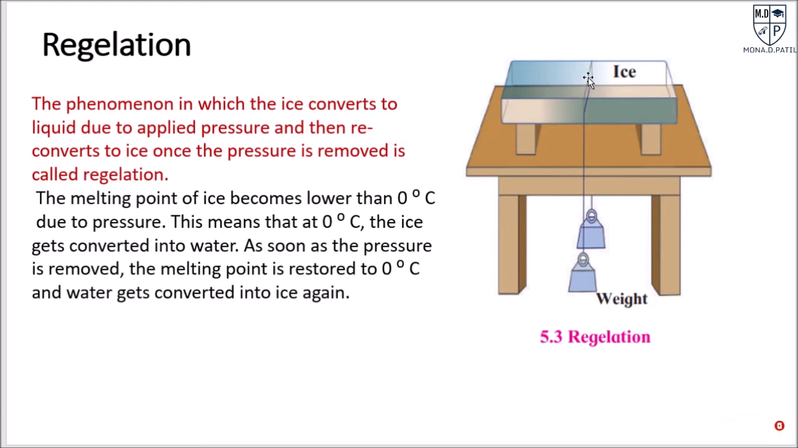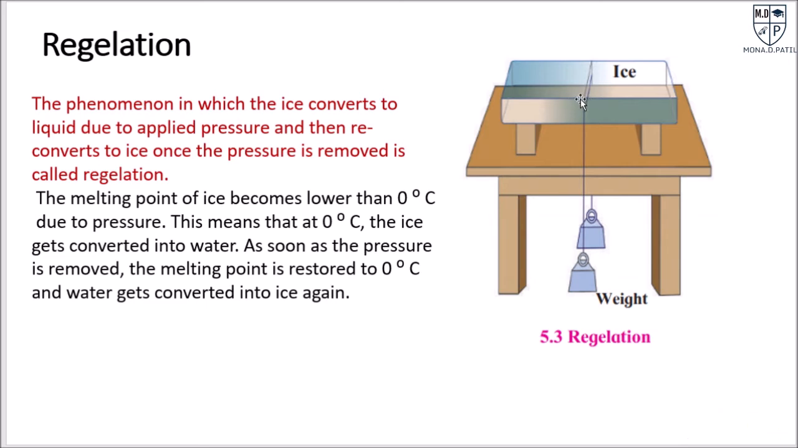Ice is given, and in between the ice a thread is adjusted. On both sides of the thread a weight is hung. Due to this weight, pressure is applied on the thread on the ice cube, and due to this pressure the temperature here will decrease and the thread will go inside the ice. At the same time, due to the low or zero temperature, the ice again bonds together, and the thread gets stuck in the ice.